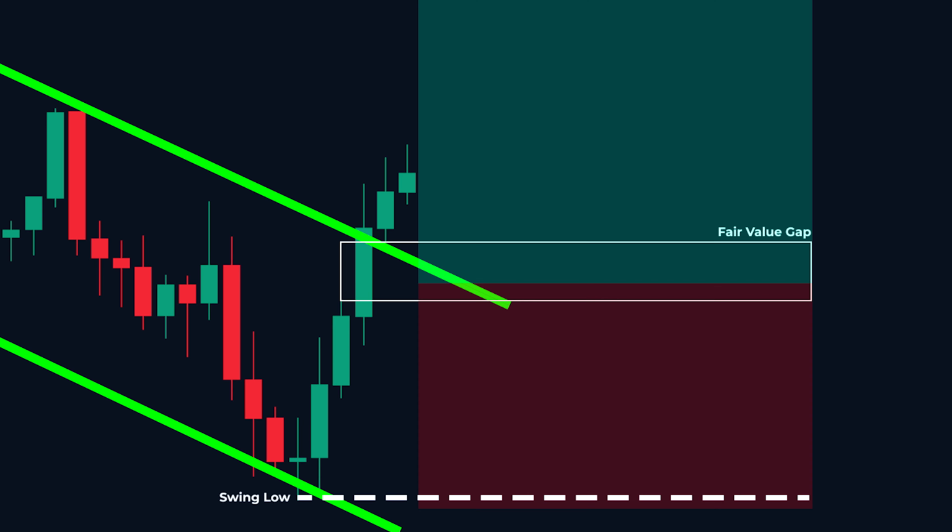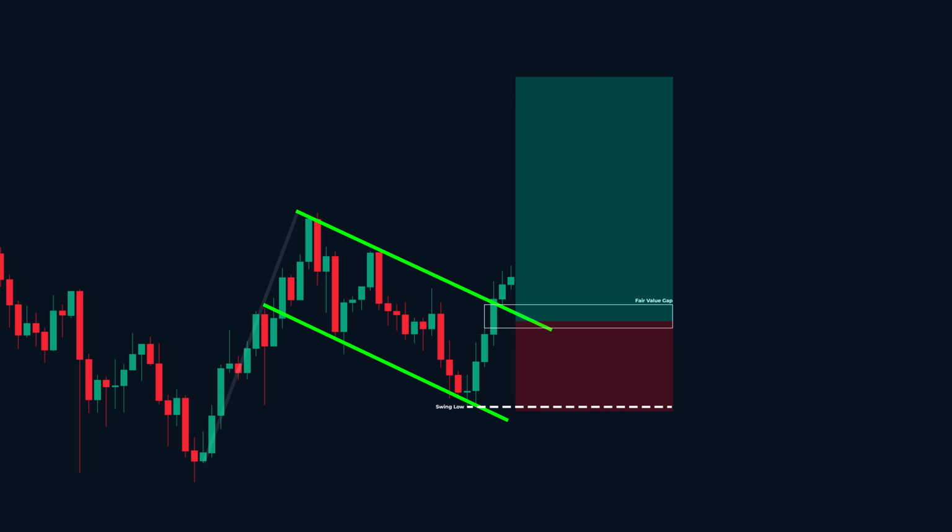Your stop goes below the structure, and your target is either the size of the initial move projected forward or around 3 times your risk. Now let's look at the bearish version. Here, price is moving down aggressively.